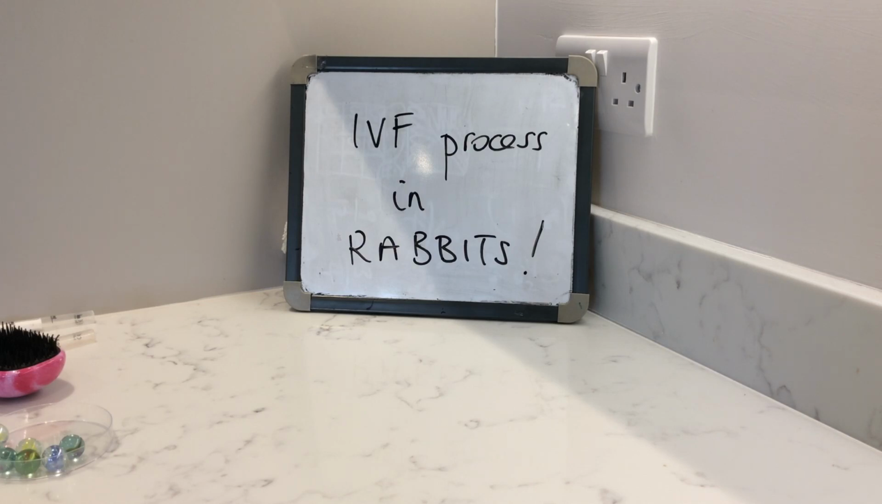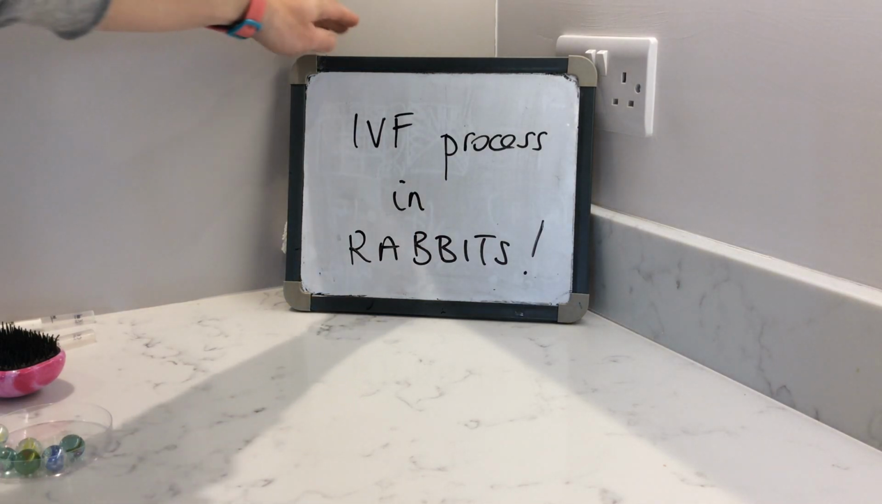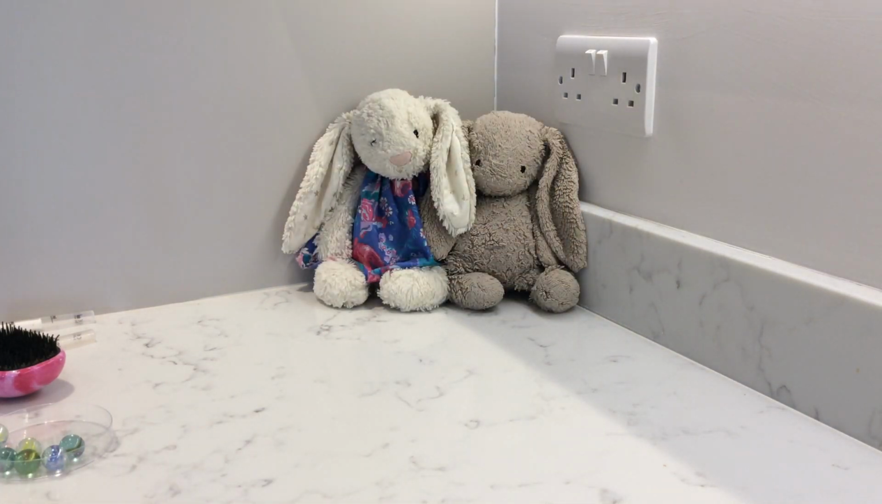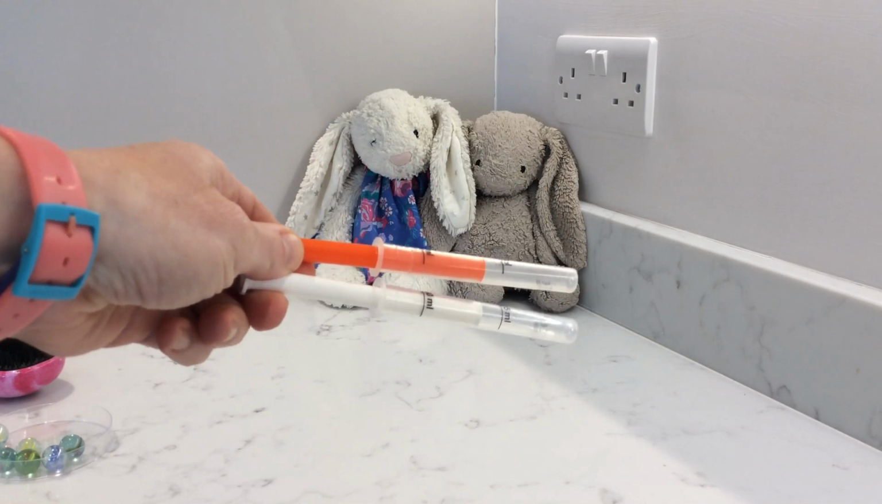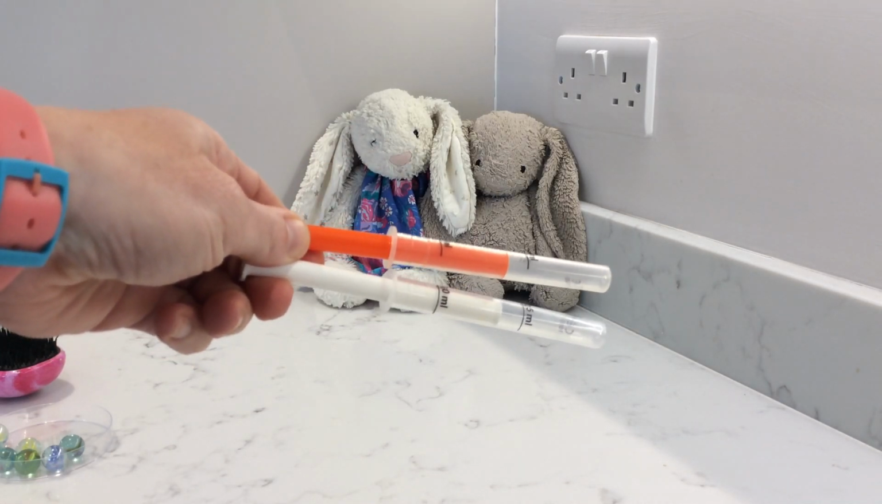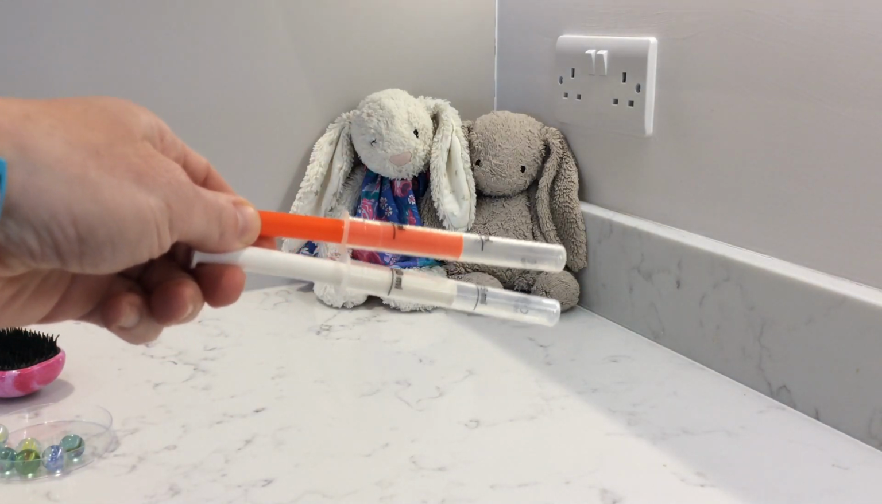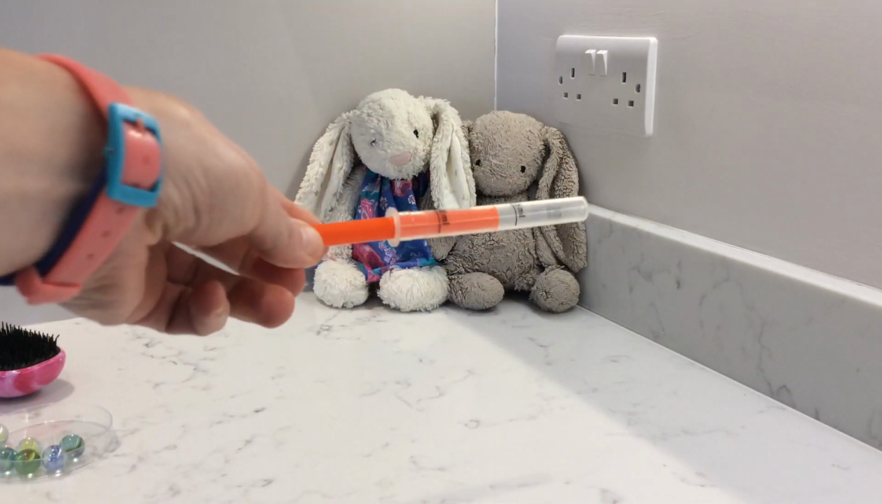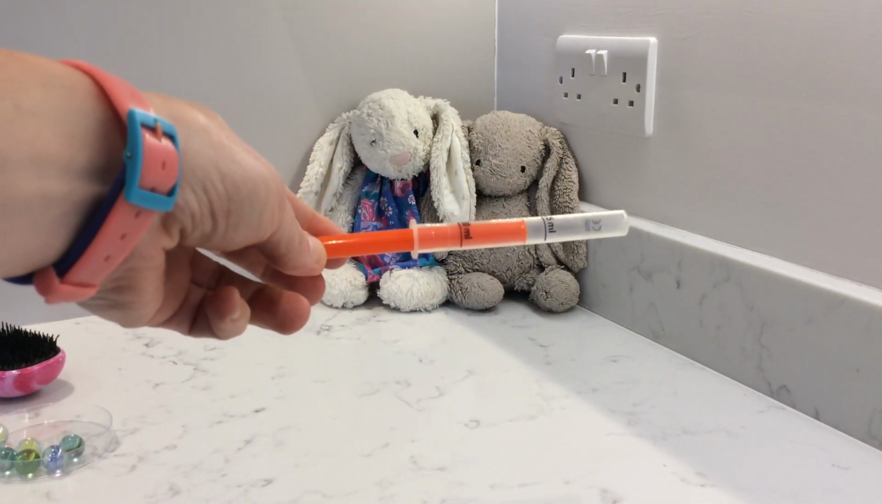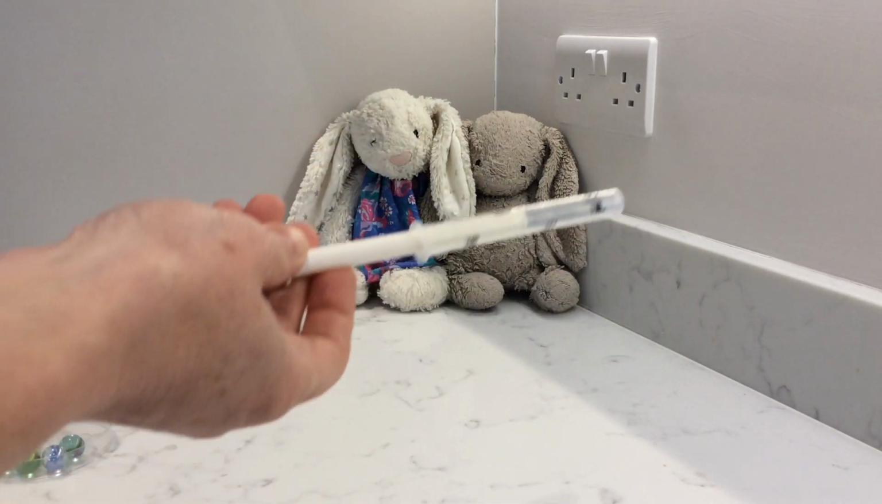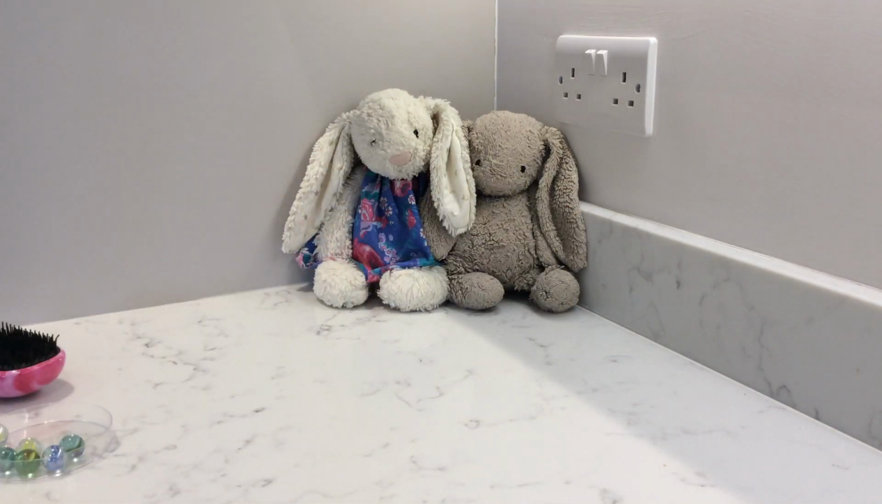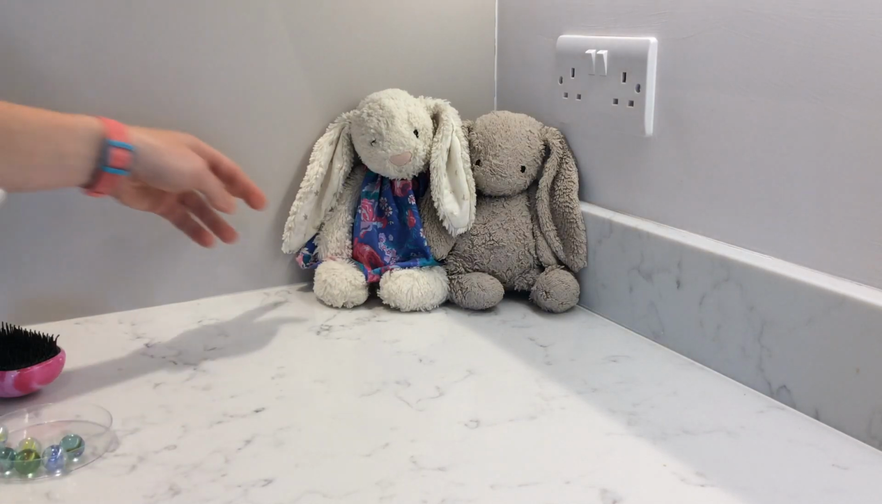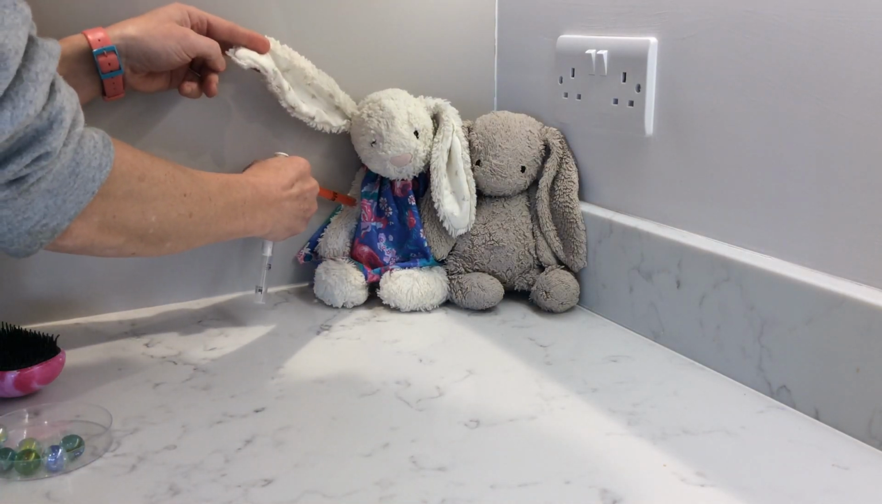Okay, so I'm going to model the process of IVF using a couple of rabbits. So I've got a male and female rabbit here. And I've got 2 syringes containing synthetic fertility hormones. Okay, so I'm going to call the orange one follicle stimulating hormone, and the white one is going to be luteinizing hormone.